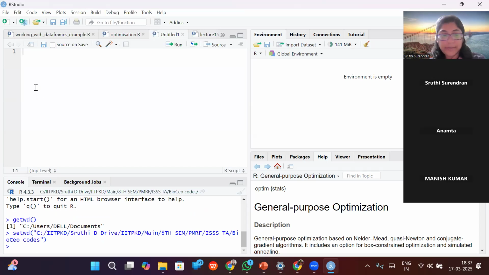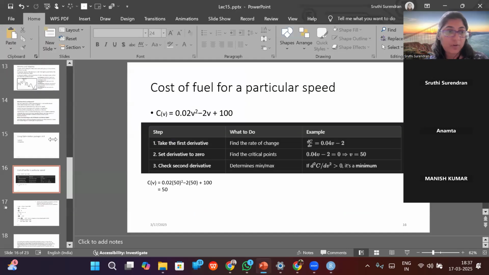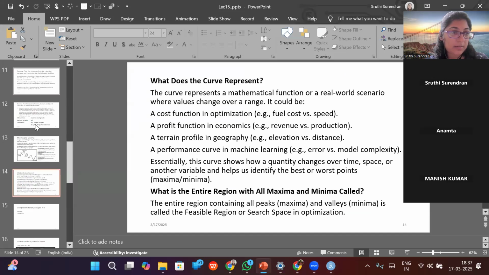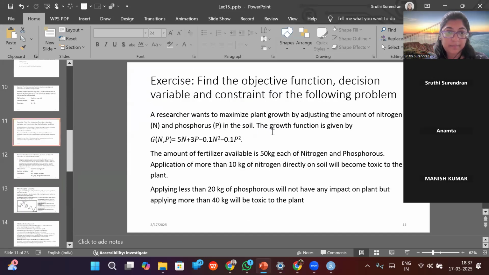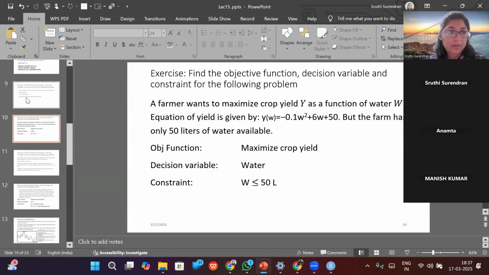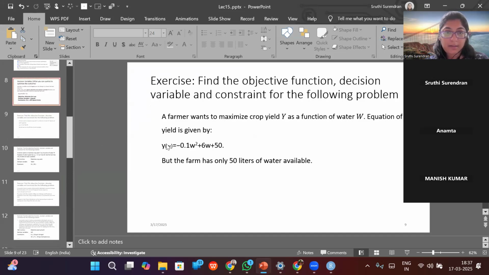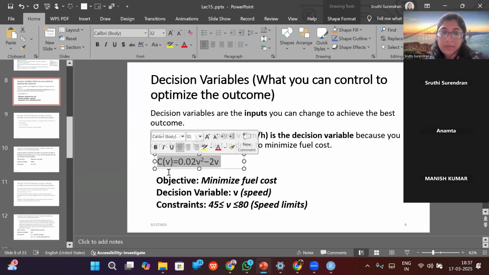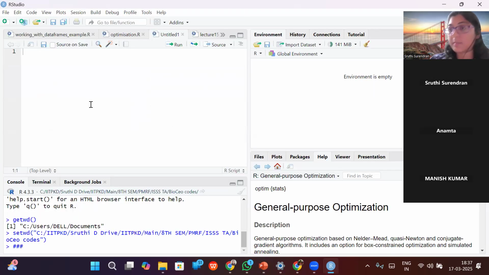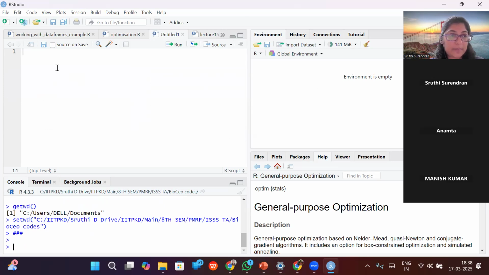Now what I'm going to do is I'm going to run this same problem, whatever we had looked at here. This cost problem. We are going to do it in R. We are going to find the best solution, best speed. What is the best efficient speed that is going to minimize the cost? So in order to do that, first what we have to do is we have to define the function.